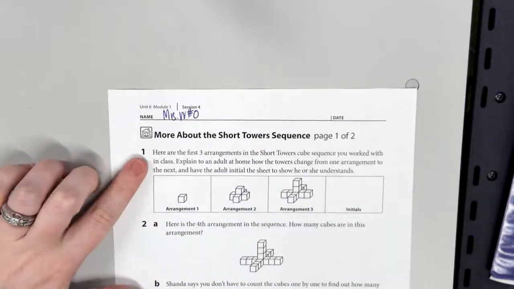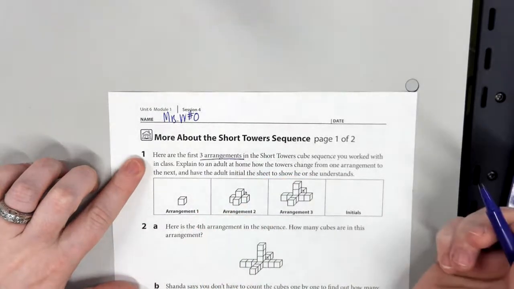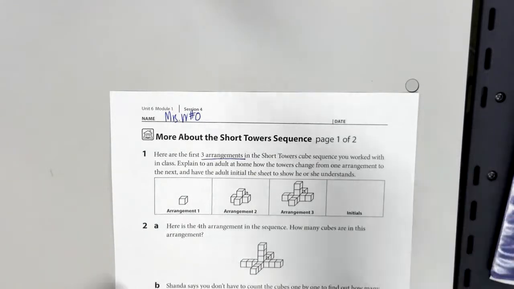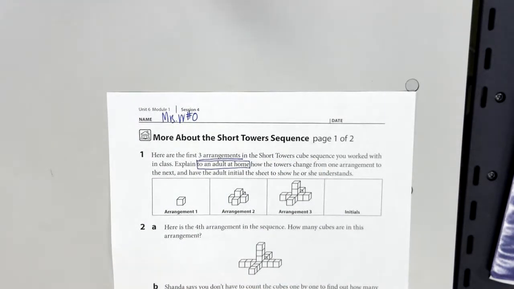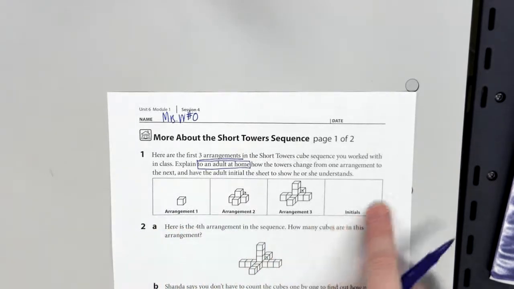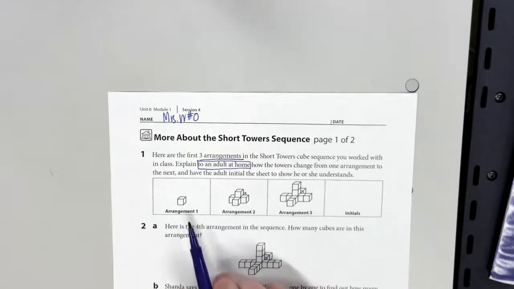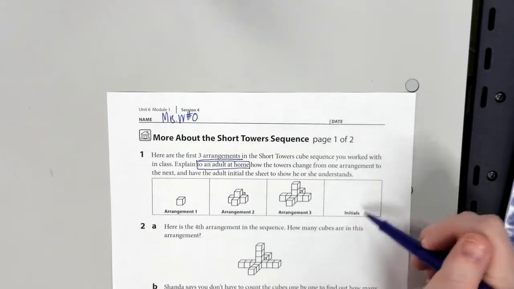And then I'm going to read number 1 out loud here. Here are the first 3 arrangements in the short towers cube sequence you worked with in class. Explain to an adult at home how the towers change from one arrangement to the next, and have the adult initial the sheet to show he or she understands. So in looking at this and trying to understand it, I'm noticing that here it's telling me what arrangement it is, so arrangement 1, 2, and 3. Then it shows me a picture of what each arrangement looks like, and then there's a box for initials.